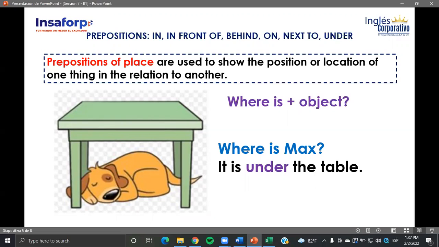When you say it is, you know that you're referring to an animal, to Max. It is under the table. That's right, that is its position. Very good. This is another way, we can ask different questions.